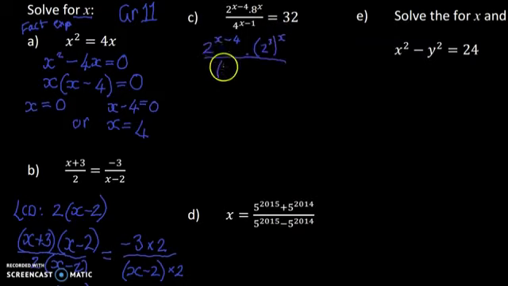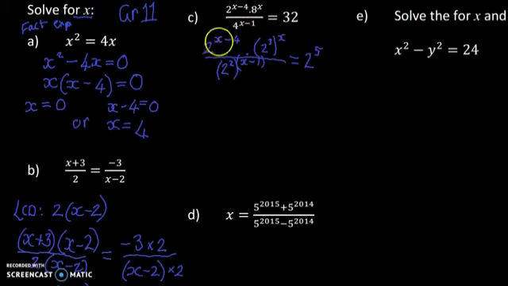At the bottom, 4 is actually 2 to the power of 2, x minus 1. I'm going to put that in brackets now. And then 32 is actually 2 to the power of 5, isn't it? So now we have something we can work with.